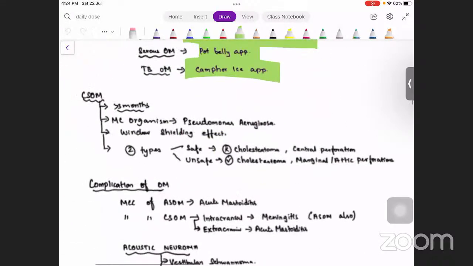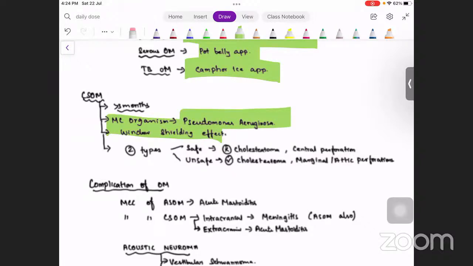Apart from that, you have chronic suppurative otitis media. Chronic suppurative otitis media is any suppurative otitis media lasting more than 3 months. The most common organism is Pseudomonas aeruginosa. And you may see the window shielding effect.